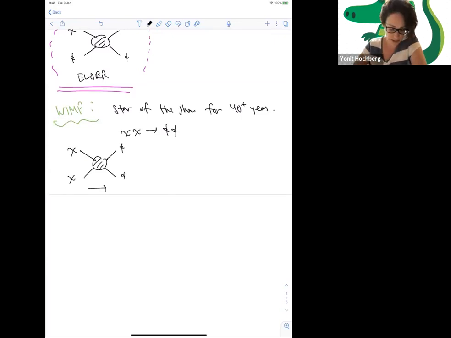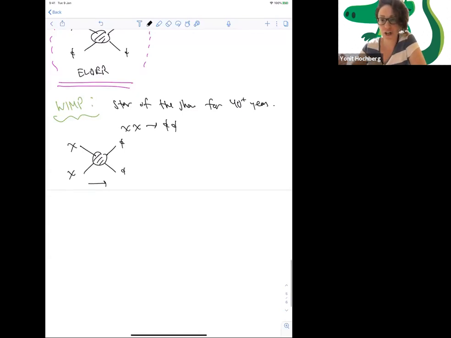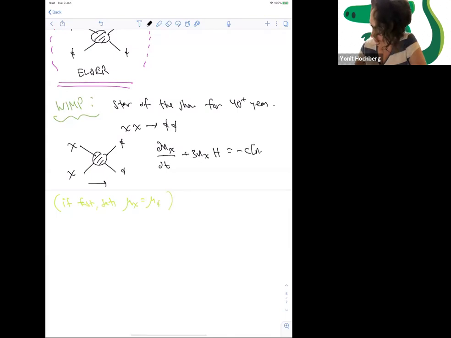That's how time is going. Now, if this process is very fast, then it's a number changing process. It's going to set the chemical potentials of chi and phi to be the same. So if fast, this is going to set the chemical potential of chi to be equal to the chemical potential of phi. And here's our Boltzmann equation that describes it. dn_chi/dt plus 3 n_chi H equals minus the collision term.